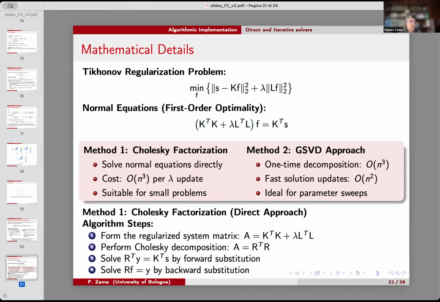Of course, if you form this matrix every time and we factorize, and this is the case of the Cholesky, because the matrix is symmetric and positive definite, we have a cubic cost, which means an n cubed for each lambda update. If we use the generalized singular value decomposition, we have faster updates, and we have to find this decomposition only once. Maybe it is not simply cubic, but we have this cost only at the first iteration. And this is what is used.